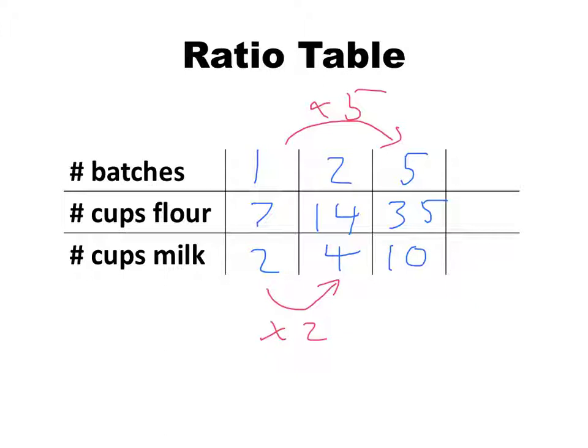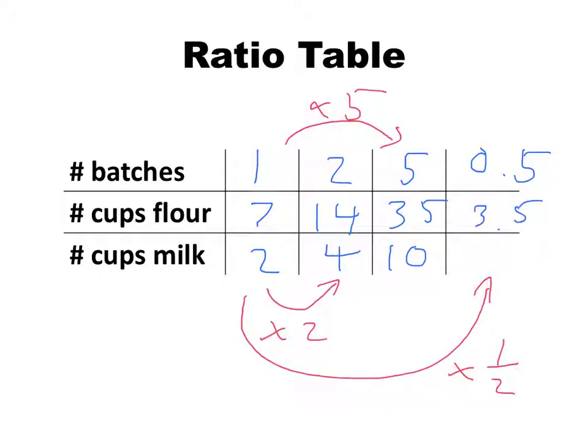Now there's no reason why we have to multiply by whole numbers. We could take any of these columns and multiply by a fraction. For instance, if we wanted to multiply by the fraction 1/2, that would give us the column 1/2 batches. We could write it as a decimal 0.5. 7 times 1/2 is 3.5, and then 2 times 1/2 is 1. So this says that if we used 1 cup of milk and 3.5 cups of flour, we would make half a batch of muffins. This column says that if we use 35 cups of flour and 10 cups of milk, we would make 5 batches of muffins, and so on and so forth.